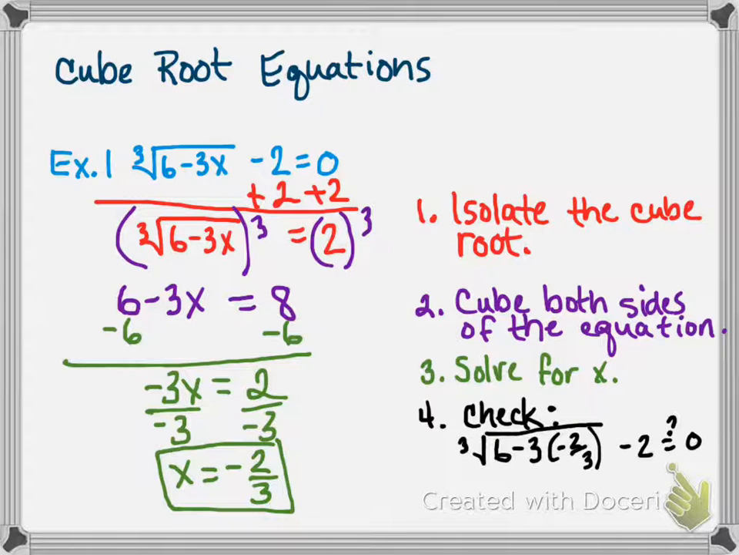So, does the cube root of 6 minus 3 times negative 2/3, minus 2 equal 0? If we simplify what's underneath the cube root, we get, does the cube root of 8 minus 2 equal 0? And 2 minus 2 does indeed equal 0, so this answer checks out.